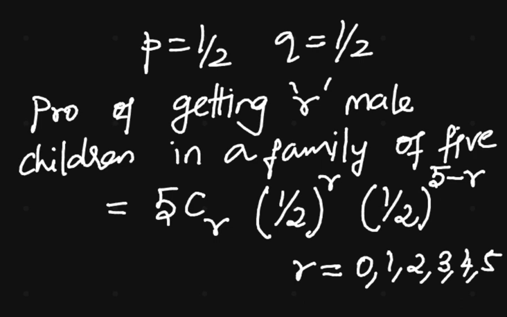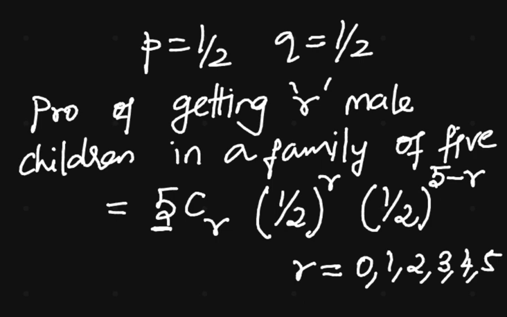So, probability of getting r male children in a family of 5, which is nothing but 5Cr (1/2)^r (1/2)^(5-r). Why are we putting 5 here? Because we are considering a family with 5 children.